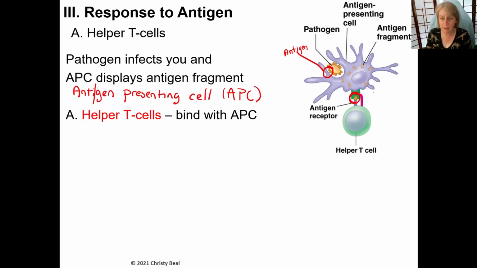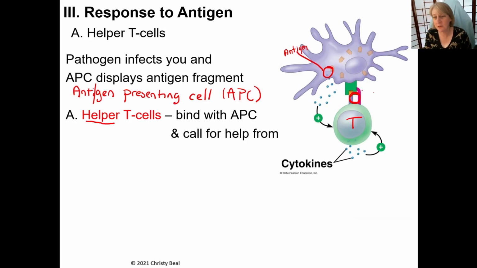And sometimes a T cell, and this is a special kind of T cell called a helper. Its job is to help the immune system. A helper T cell comes and it binds with this antigen on the antigen presenting cell. If they match and they lock together, so the antigen receptor on the T cell binds with the antigen that is being presented, I know this is a lot, they lock together.